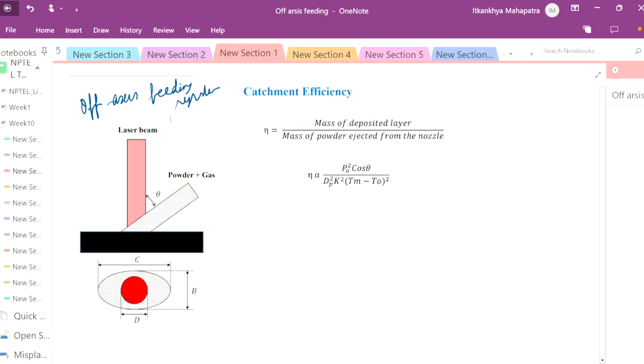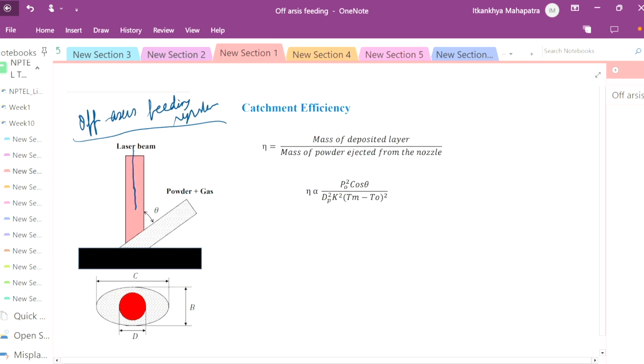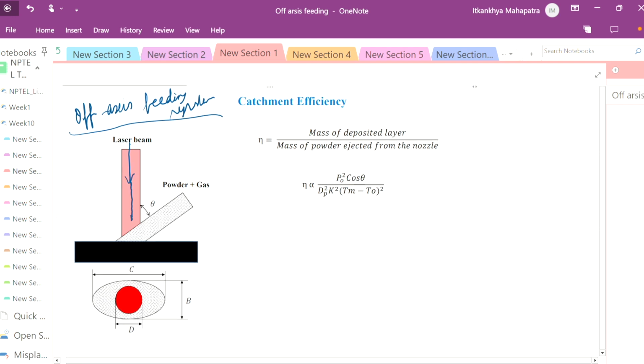Okay, where is it? So in off-axis feeding system, now this is the laser beam. Okay, the angle between is theta. The powder plus gas is fed. Now this is the top surface, and this white and black color, which is in the form of an ellipse, this is the projected area.